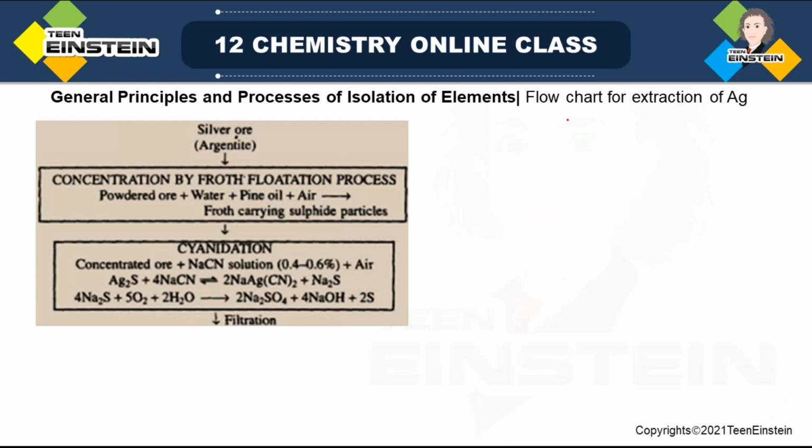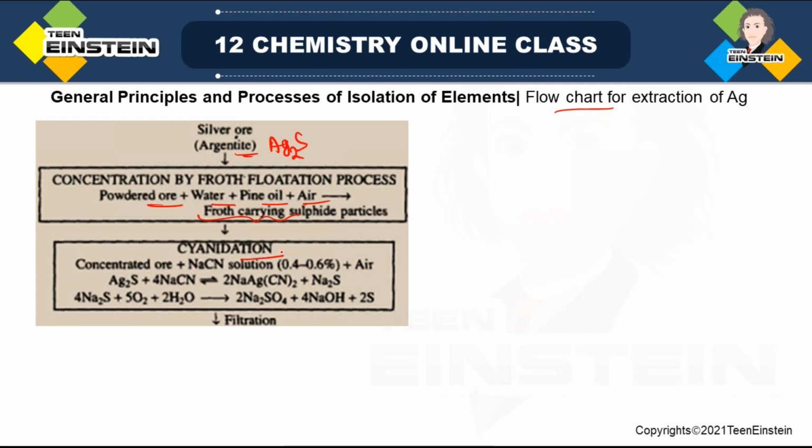So the process that you have seen in the previous slide, if we present it in the form of a flowchart so that you can remember it easily, it will be like this. First, argentite, that is Ag2S, silver sulfide. It is concentrated by froth flotation, where the powdered ore is mixed with water, pine oil and air, and froth is formed. Now the froth is basically carrying the sulfide particles.